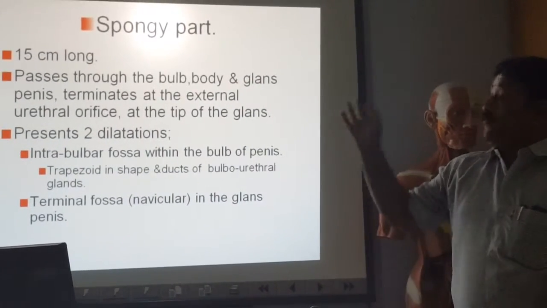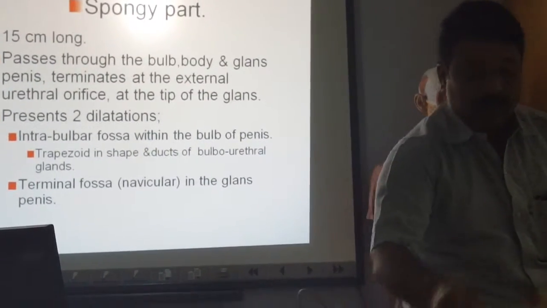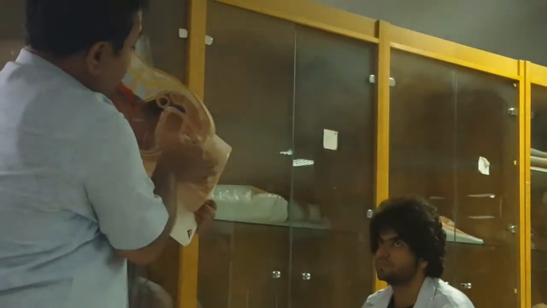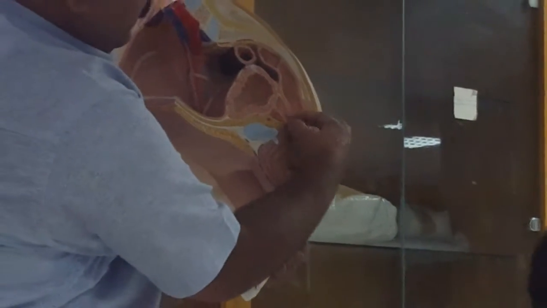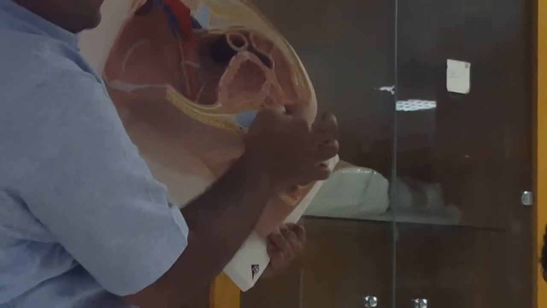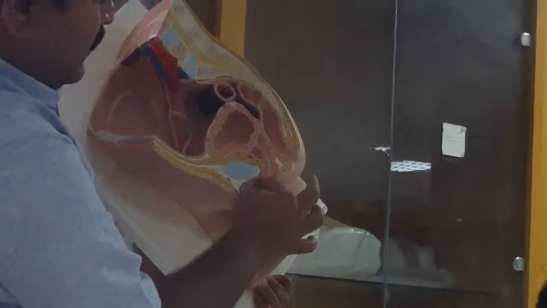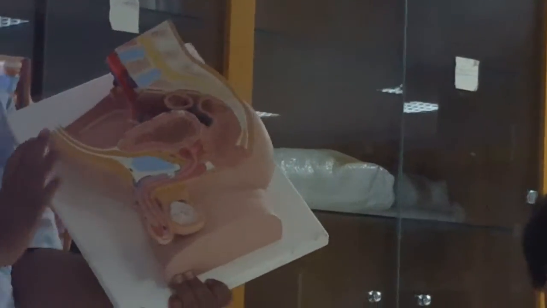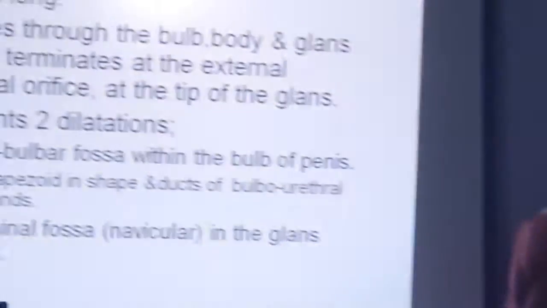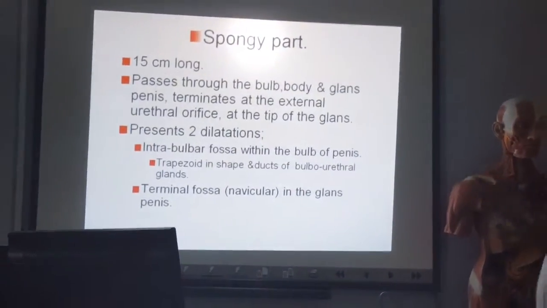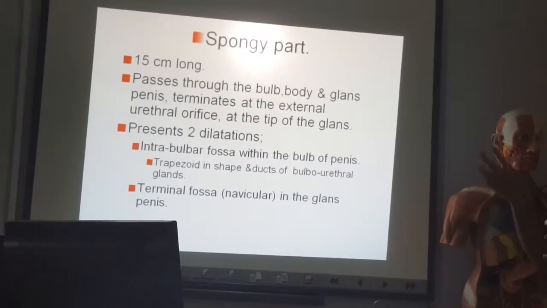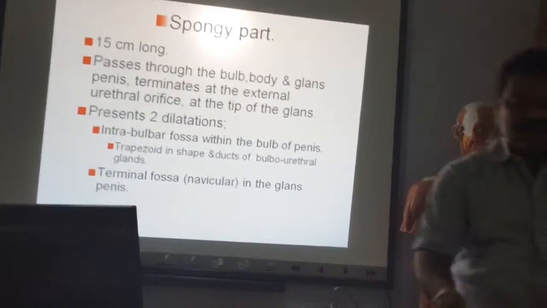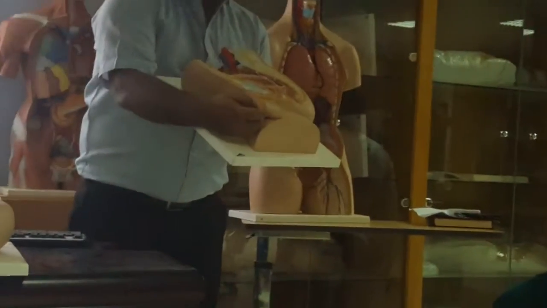And next is the spongy part of the urethra. So the prostatic part, then the membranous part, which passes through the urogenital diaphragm, only a small part. The rest is the spongy part of the urethra. It passes through the bulb, body, and glans penis, and terminates at the external urethral orifice at the tip of the glans.